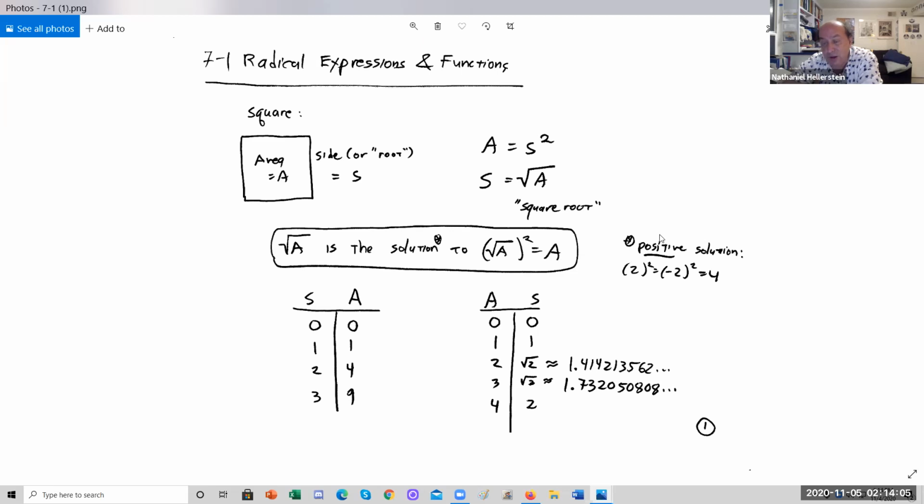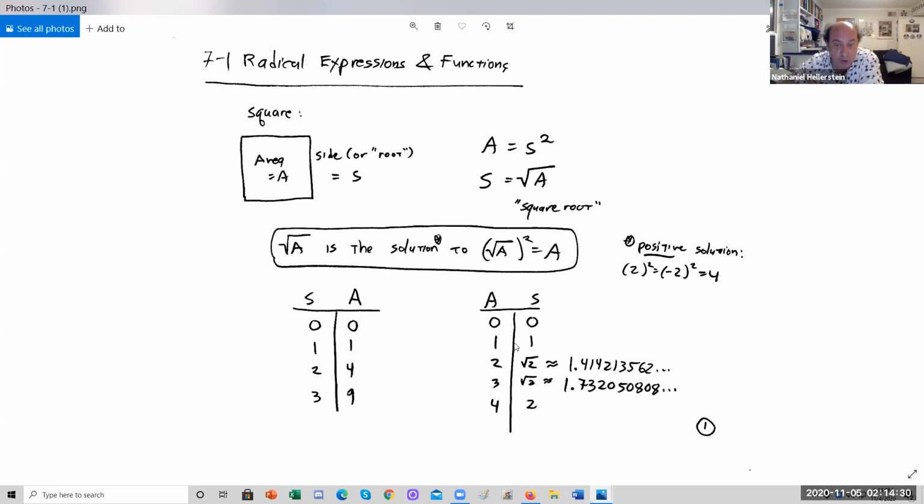Now, square root of A is a solution to root A squared equals A. Turns out there are two solutions, root A and negative root A. For example, the square root of 4 is 2, because 2 squared is 4. But negative 2 squared is also 4. So root A is given as the positive solution. So for various values of S, 0, 1, 2, 3, S squared will be 0, 1, 4, 9.